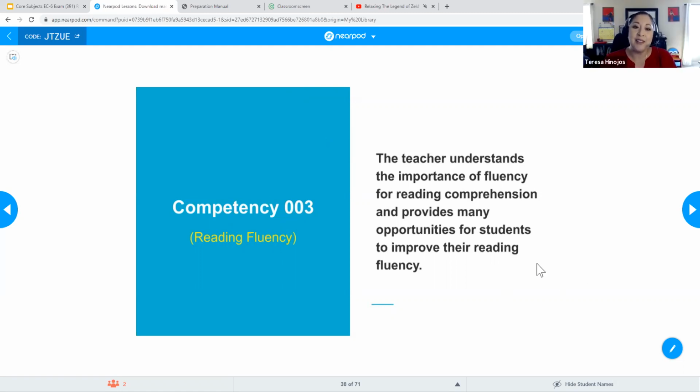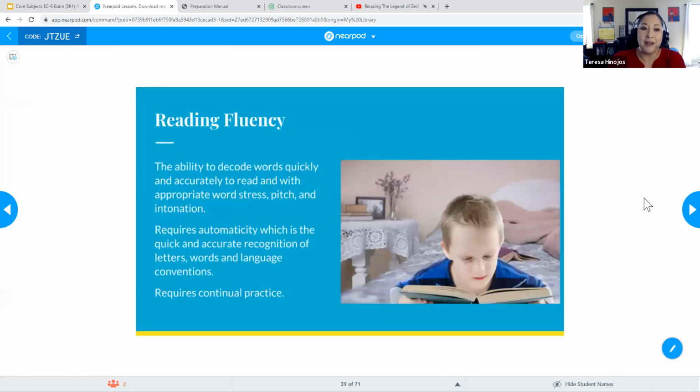Okay, so the next thing we're going to look at is competency 3, and this one's dealing with reading fluency. With this one, the teacher understands the importance of fluency for reading comprehension and provides opportunities for students to improve their reading fluency. Again, what we mentioned earlier is that students have to understand how to decode before they can do that comprehension.